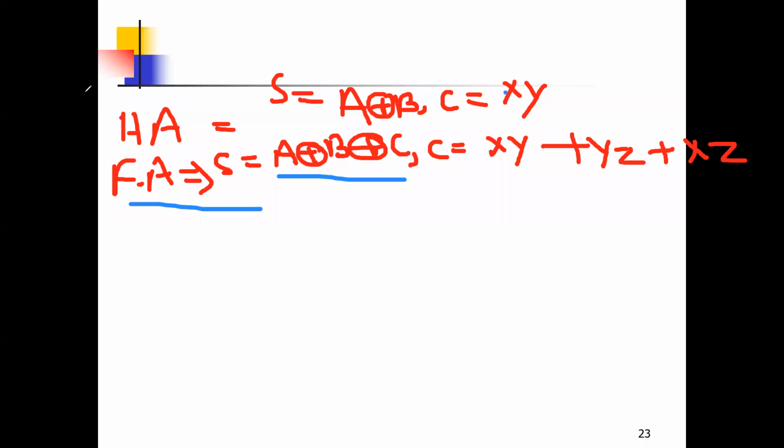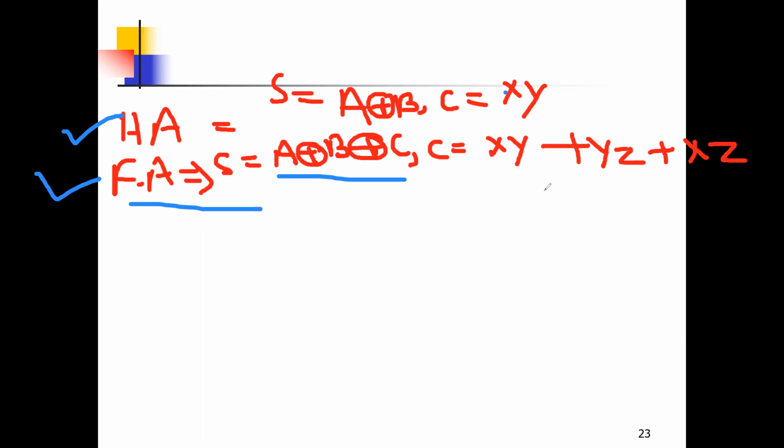Now, I want to implement a full adder circuit using half adders. I want to draw a circuit in which I implement a full adder using half adder circuits. So I am going to represent the full adder circuit in terms of half adders. I will keep the sum as it is, and I will do something with the carry. I will show you what I will do with the carry.